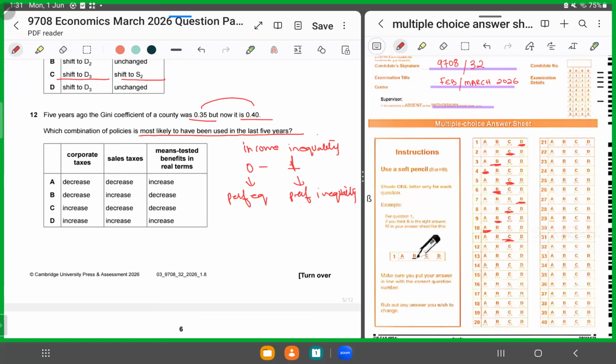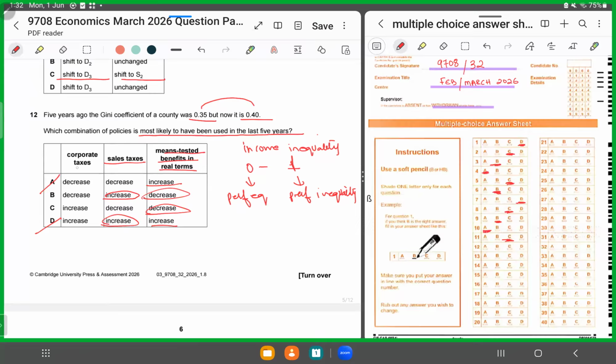Now, let's look at the table. We've talked about corporate taxes, sales taxes, and means tested benefits in real terms. So, in real terms, the benefits must have fallen. The benefits must have decreased. So, it cannot be increased. So, we can chop A and D at the very moment. What about sales taxes? Sales taxes means the burden has to be paid by everybody, right? The person who earns low income bears the burden most because they are regressive in nature. So for sales tax, it should increase, right? That is why the situation must have worsened. Again, both B and D show that.